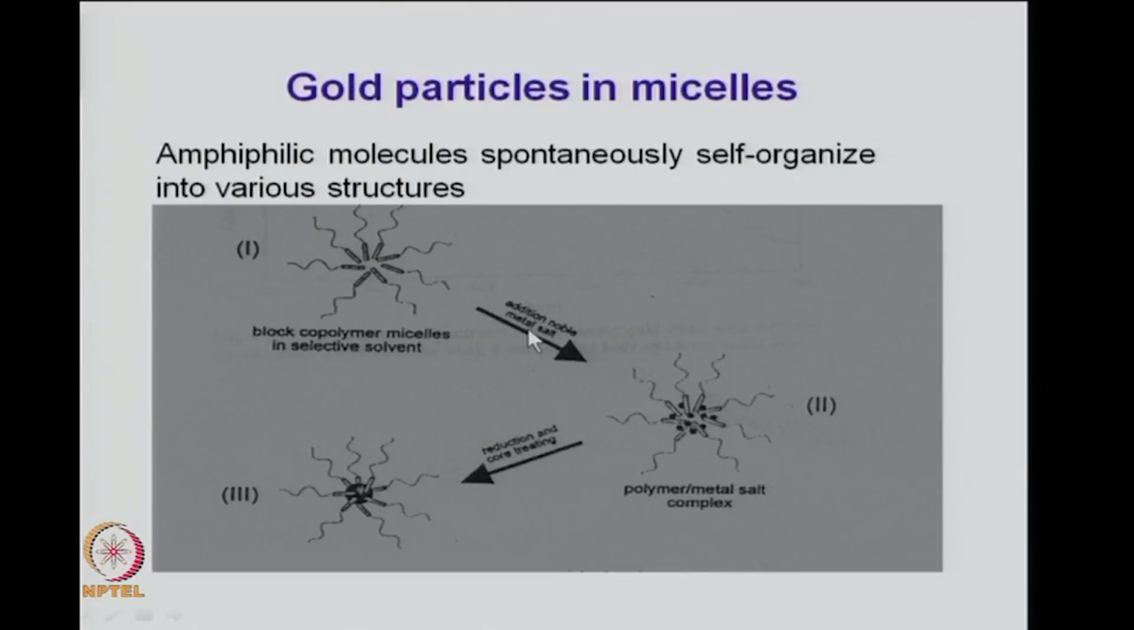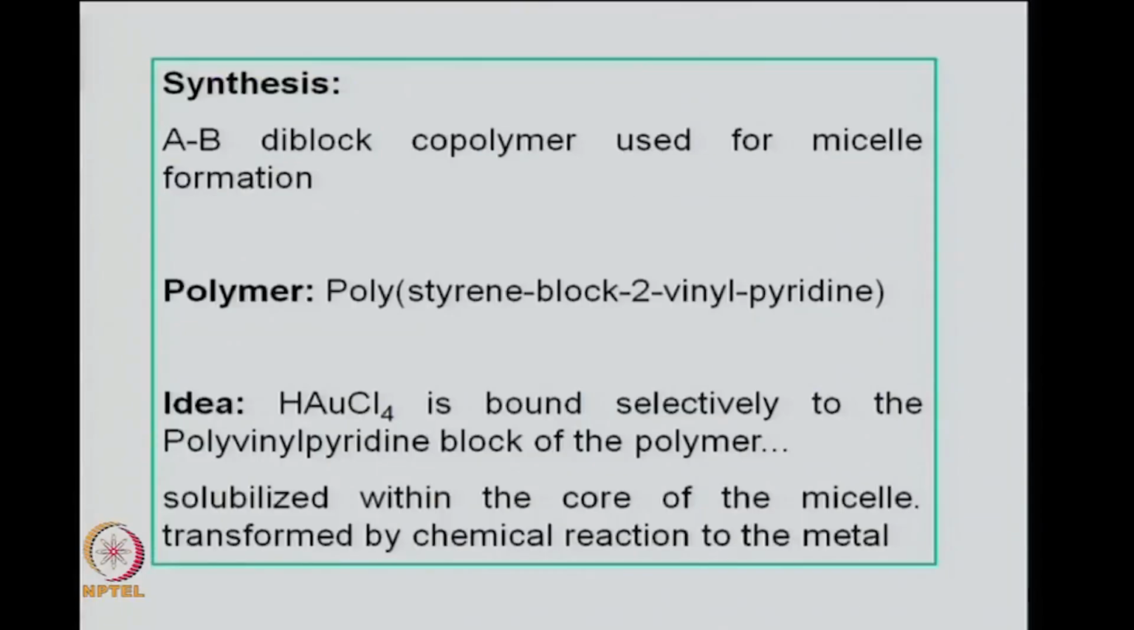So, you have to add gold salt, and this gold salt attaches to the part of the polymer which it likes. So, it attaches to, say, the more polar part of the block copolymer. All the dots, as you see, are attached to the more polar part of the block copolymer, and then you can do a reduction or treat the core such that you get the nanoparticle at the center, and that is explained more clearly in the next slide, where we discuss.